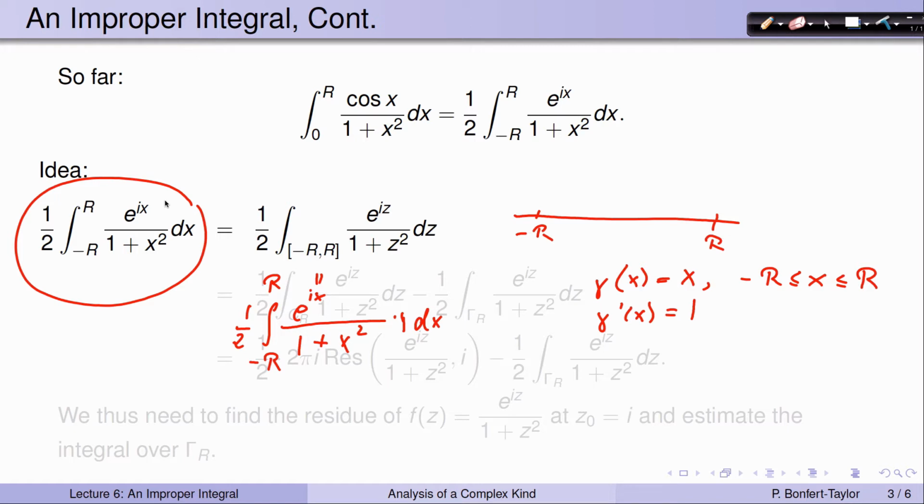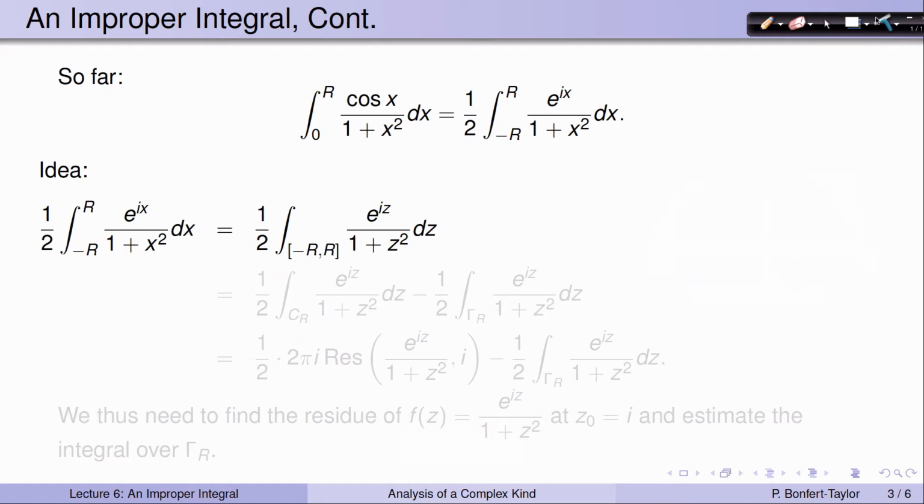And that's what we want because ultimately we really want to use the residue theorem. Currently, we're simply integrating over a line segment. We're going to have to integrate over a closed curve in order to be able to use the residue theorem.